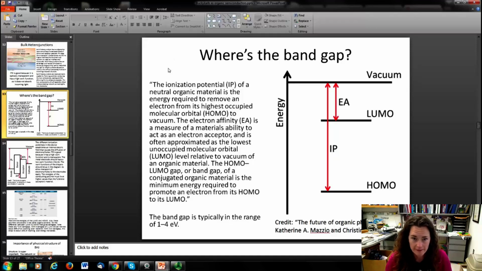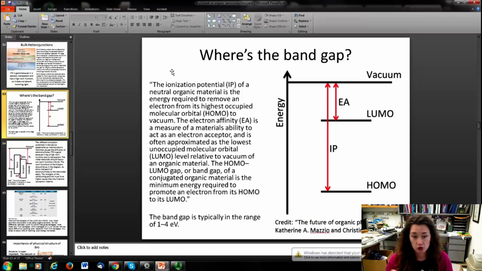Where's the band gap? Well, the ionization potential of a neutral organic material is the energy required to remove an electron from its highest occupied molecular orbital, which is sometimes abbreviated HOMO, to vacuum. And then the electron affinity is a measure of the material's ability to act as an electron acceptor, and it's often approximated as the lowest unoccupied molecular orbital, or LUMO. And that level is relative to the vacuum of the organic material.